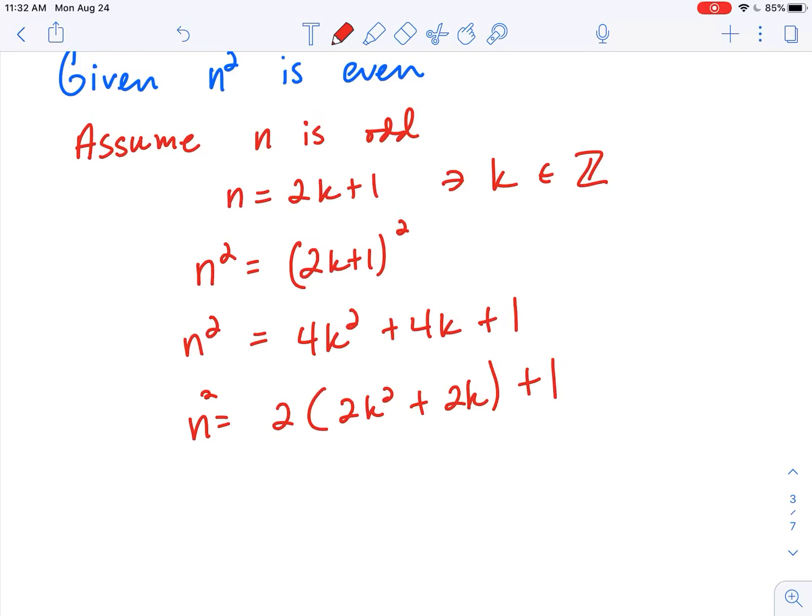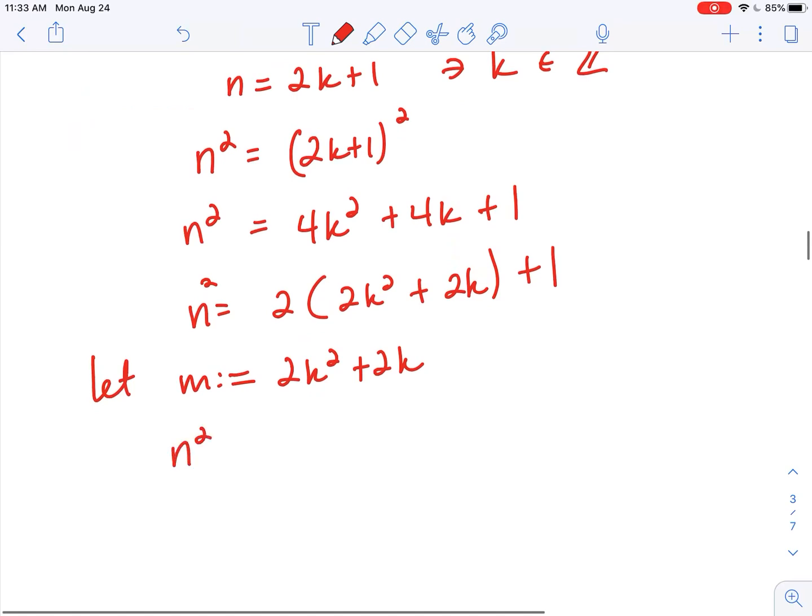Now, why is that relevant? Why would I want to write it like that? Well, in our previous examples, we often talked about how we define something to be odd: we take 2 times some quantity and add 1 to it. It looks like we've done that right here. So it feels like we're heading towards the contradiction we were hoping to create. So let's quickly define: let m be defined as 2k squared plus 2k. So we can rewrite this as n squared is equal to 2m plus 1.